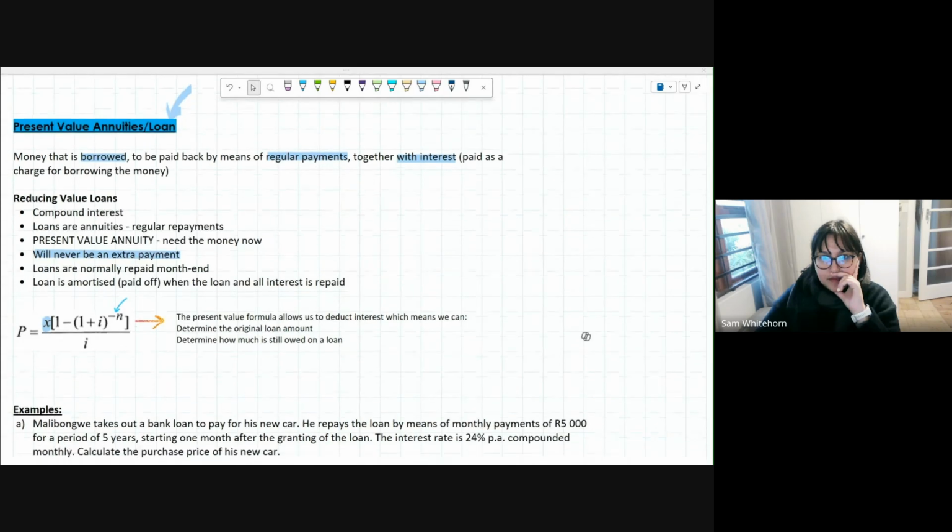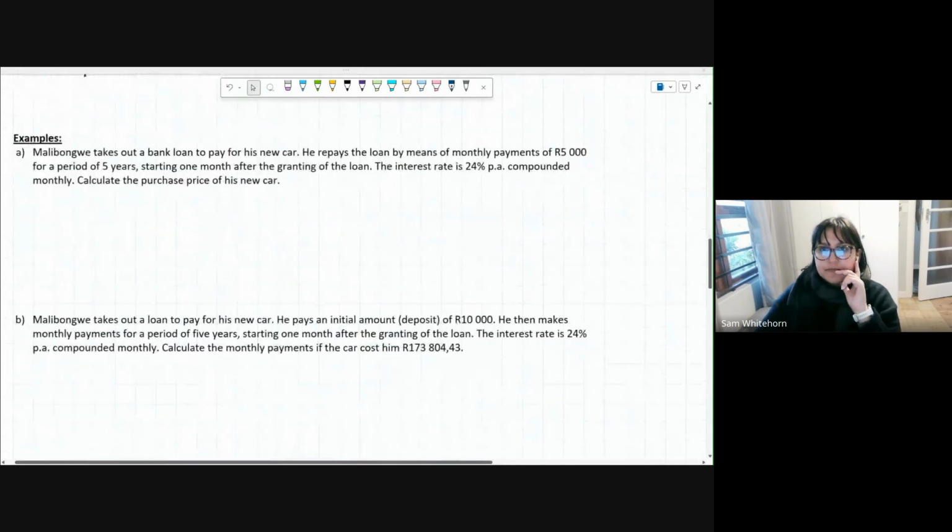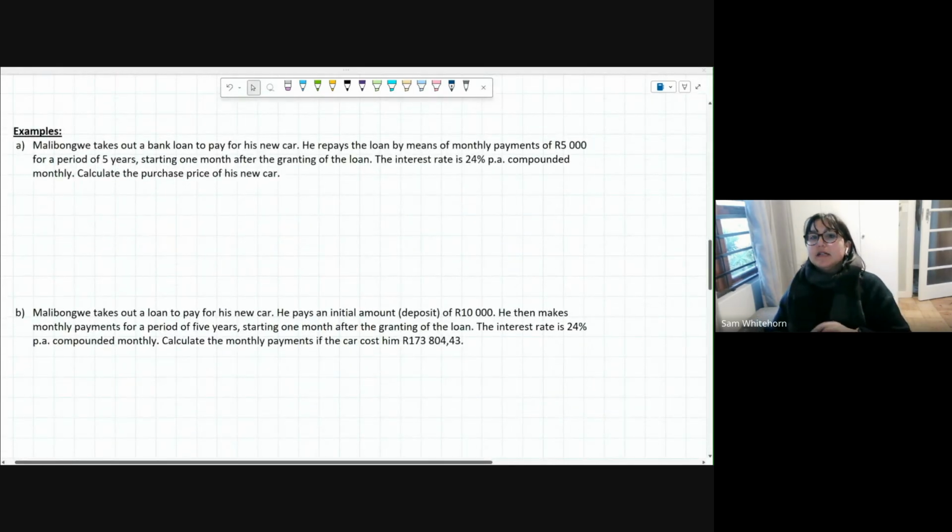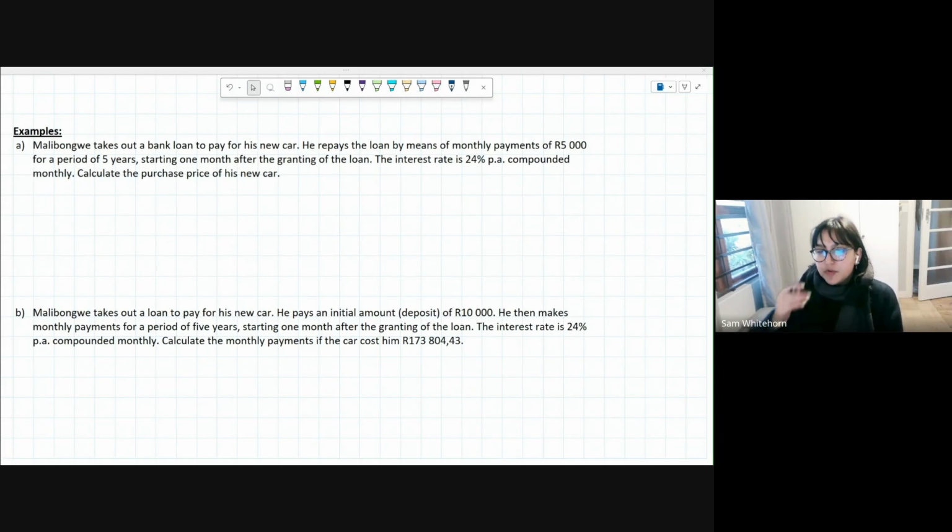Okay, right, so let's look at our first one. Malabongo takes out a bank loan to pay for his new car. He repays the loan by means of monthly payments of 5,000 Rand for a period of 5 years, starting 1 month after the granting of the loan. So this is what I said earlier.